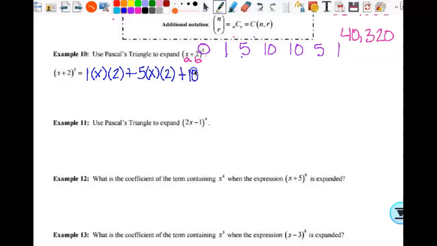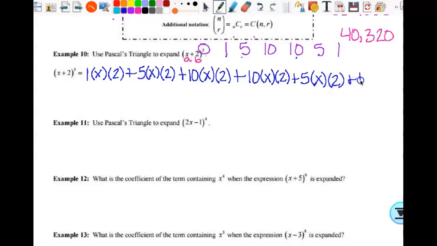Plus 10 times x times 2. Plus another 10 times x times 2. Plus 5 times x times 2. Plus 1 times x times 2. Now, we're not done with that row, but do you understand where everything came from right now?